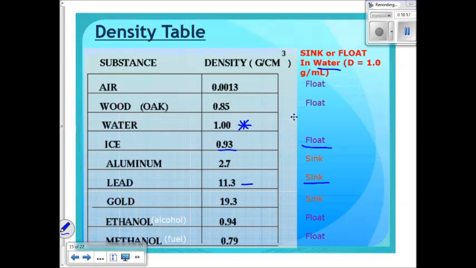Everybody get the concept? This is kind of a question they like to ask, and this is one you would definitely need to know for the test. Any questions? So be able to tell, based on the densities, whether or not something is going to float or sink.